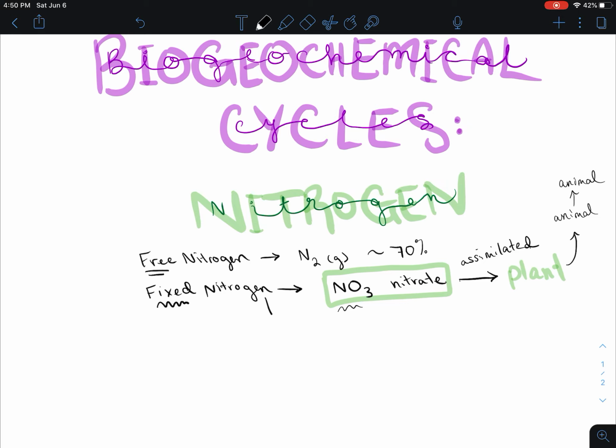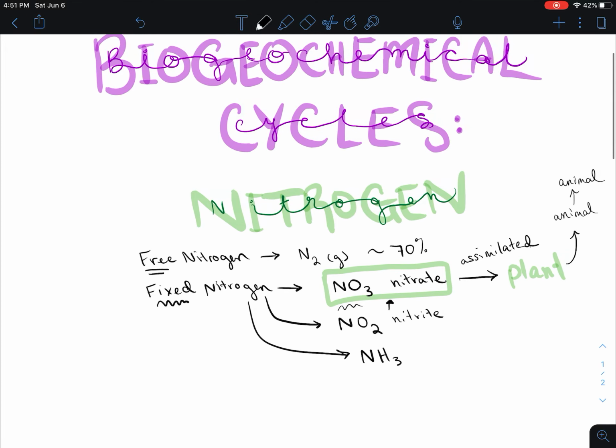The other types of fixed nitrogen we have, so we have NO2, which is almost as good as nitrate, just not quite as good. This one is called nitrite. Really we just look at NO2 in this cycle as a stepping stone to turn into nitrate, our favorite. The last one is ammonia. And so this one is NH3. NH3 is ammonia. NH4 is ammonium, the ion. We're never really going to be too picky about which one you write in your own cycle.